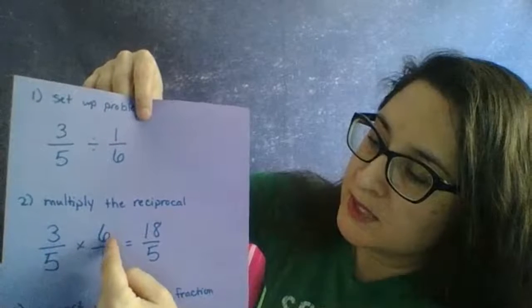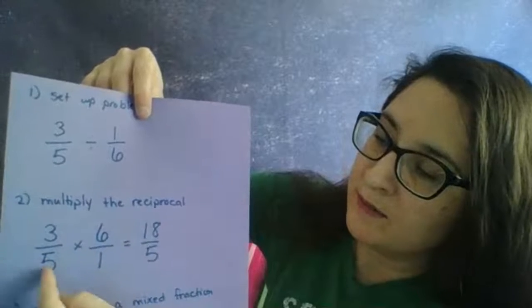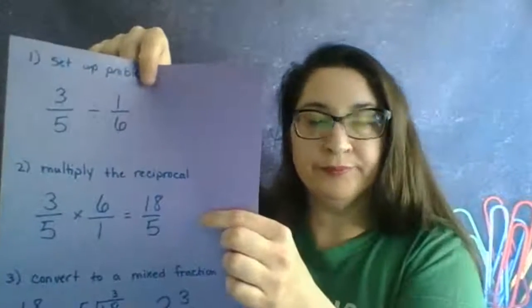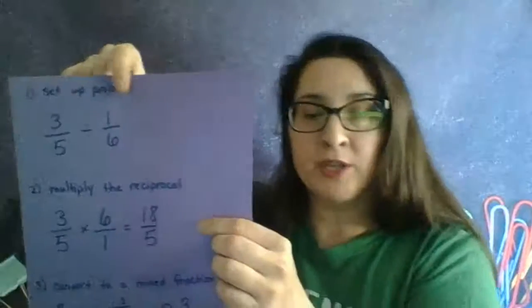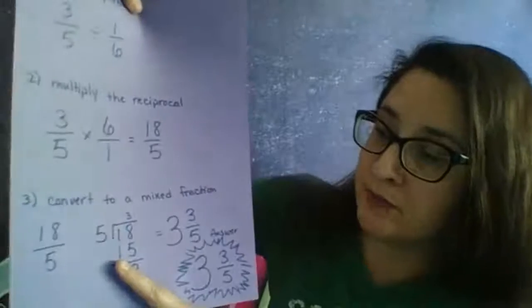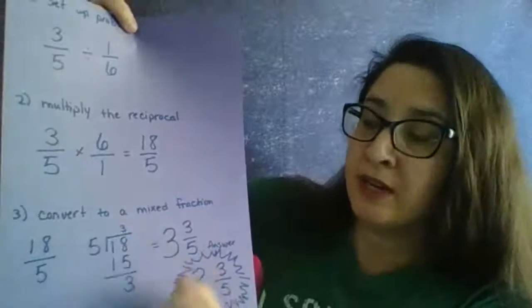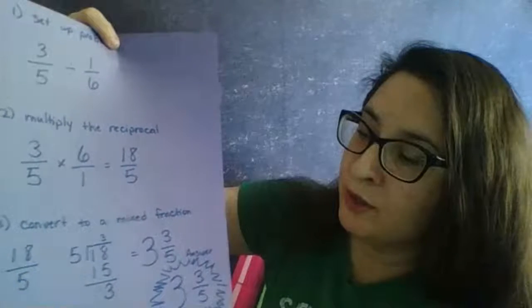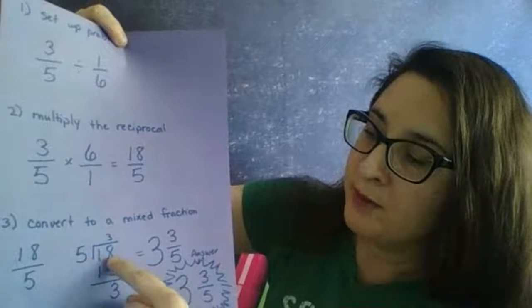3 times 6 is 18. 5 times 1 is 5. Can we leave it like that? It's going to be a mixed fraction this time. Last time we just simplified. This time we're going to do a mixed fraction, which means that we're going to have to divide it. So we're going to divide our denominator into our numerator.